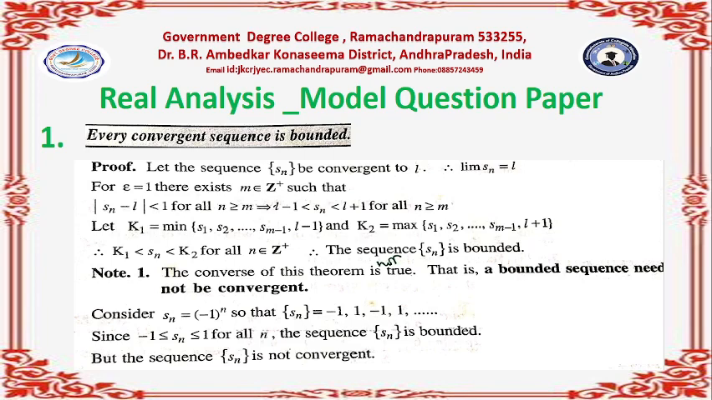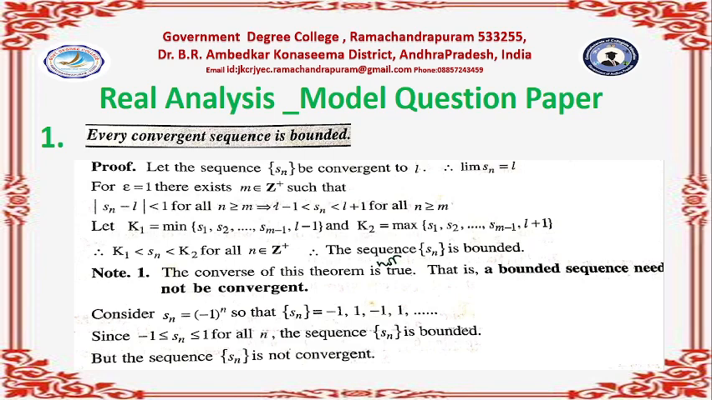The first question is, every convergent sequence is bounded. So in order to prove this, let the sequence Sn be a convergent sequence and converges to L. Therefore, limit Sn equal to L. Now, for epsilon equal to 1, there exists m belongs to Z plus such that mod Sn minus L will be less than 1 for all n greater than or equal to m. That implies L minus 1 is less than Sn less than L plus 1 for all n greater than or equal to m.